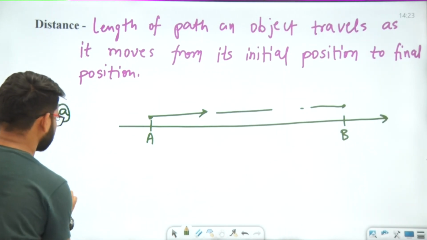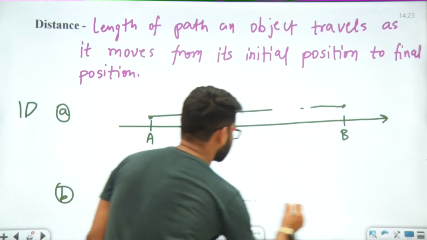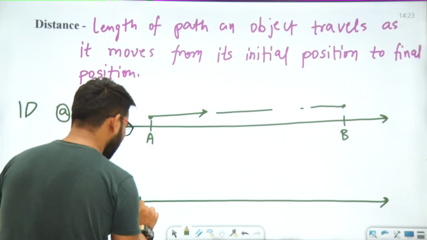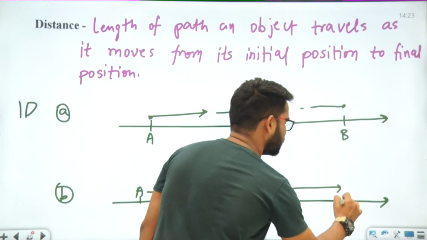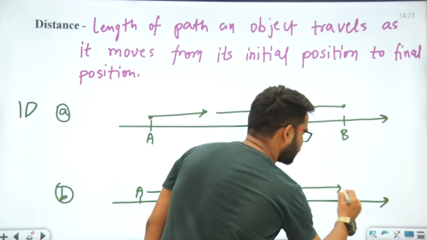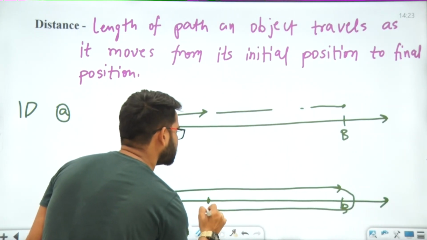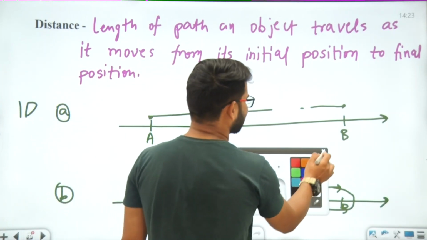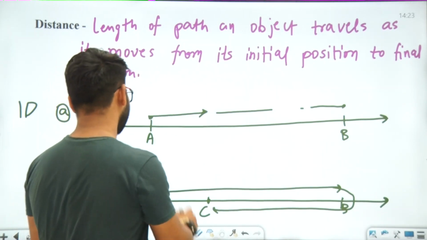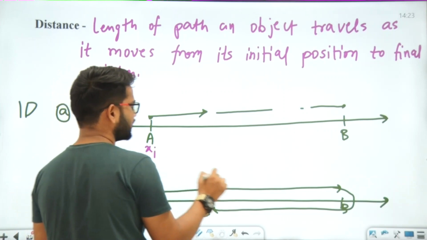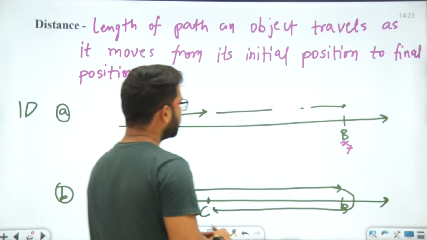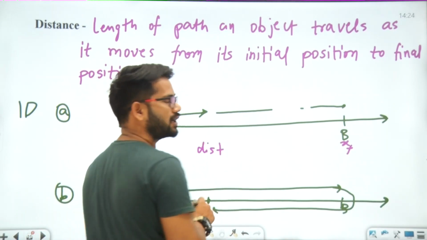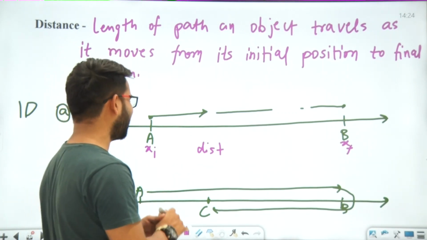Now take the second situation. Here again we are taking 1D motion, right? So the particle is moving from A to some point B, then turning back and moving back to some point C. Now if I ask, in the first case, what is the distance or displacement? If I say this is the initial position xi and this is the final position xf, you are going to say your displacement and distance both have equal magnitude, right?